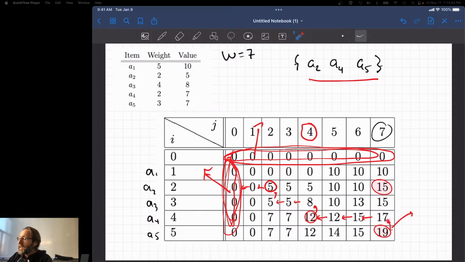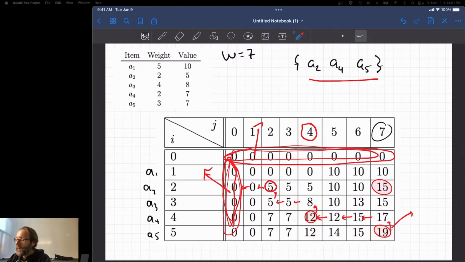Yeah, the difference between these two has no meaning, right? Because they're different, so I must have taken some value over here, right? 12 plus the value of A5 is 7. So 12 plus 7 gave me 19.